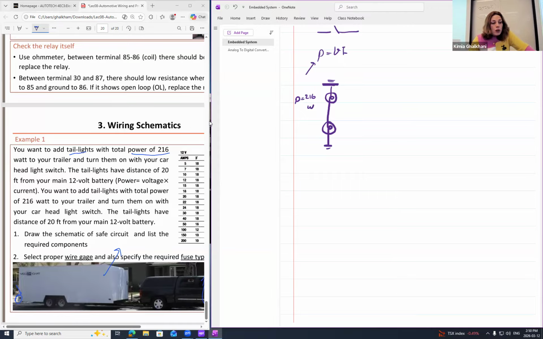So right after that, you're supposed to have your trailer connected, and turn the lights on with your car headlight switch. We do have a headlight switch inside the vehicle. Whatever type of headlight switch you have in there, just the way that you turn that one on, at the same time this light is supposed to turn on as well. And then you want to consider the distance to be 20 feet from your main.